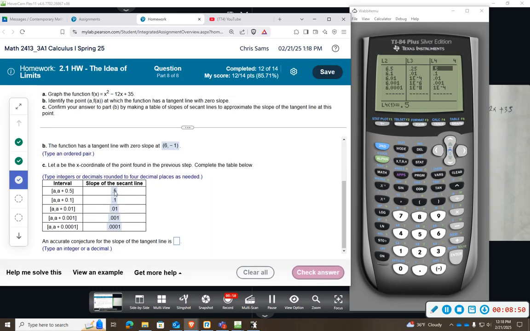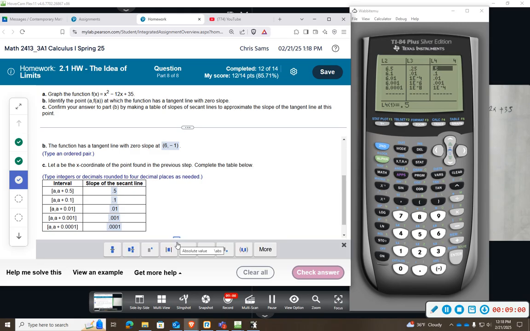All right, so that gives me all of my slopes as we get closer to the number 6. And it says the slope of the tangent line, which should be 0. That's what we thought to begin with.